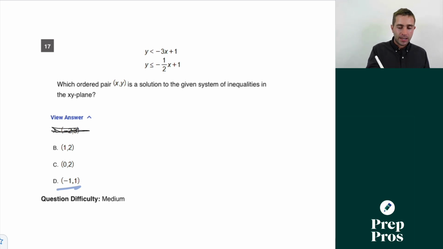So here we'll plug in negative 1 and 1 for y. Well, this is going to give us y is less than negative 3 times negative 1, which is 3, plus 1. That's going to give us y is less than 4. That's true there. Now we'll go down to our bottom equation.